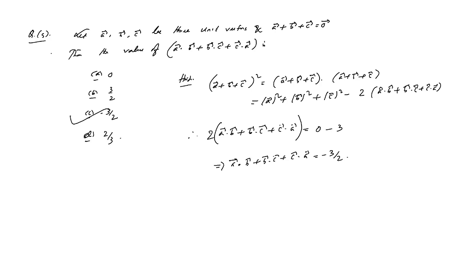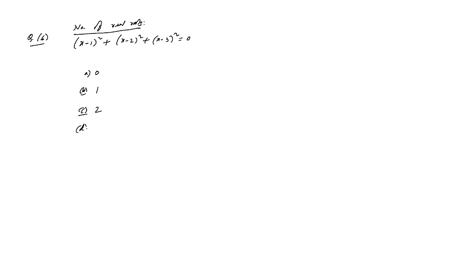Next we will move to another question, which is related to the number of real roots. This is question number 6: the number of real roots of the equation (x minus 1) whole square, (x minus 2) whole square, (x minus 3) whole square equals 0. How many real roots does the equation have? Say option A is 0, option B is 1, option C is 2, and option D is 3.